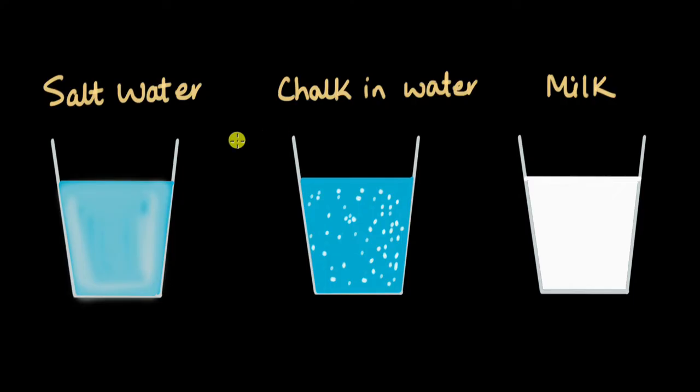Now, what if I tell you that the first mixture, this one, is homogeneous, salt is easily dissolved in water, and the other two are actually heterogeneous mixtures. We can see why chalk would be a heterogeneous mixture, but why is milk a heterogeneous mixture? We will talk about all of this, and in doing so, we will understand the differences between a solution, a suspension, and a colloid. So to begin with, let's dive deep into a solution.